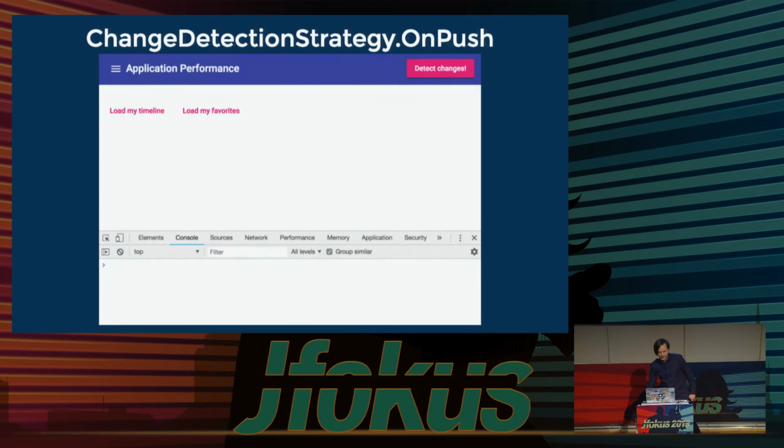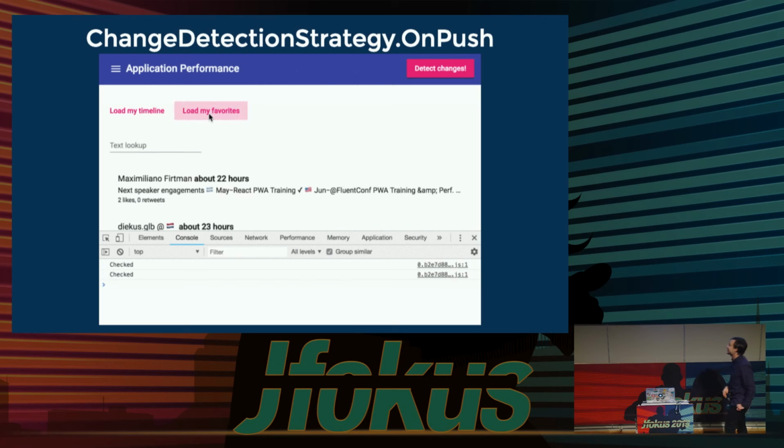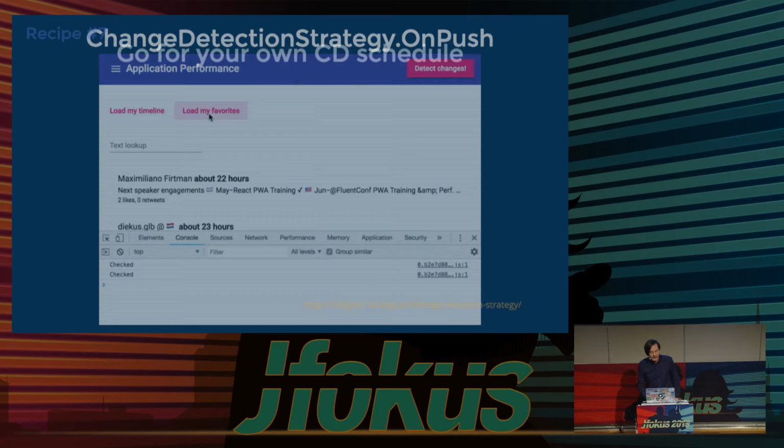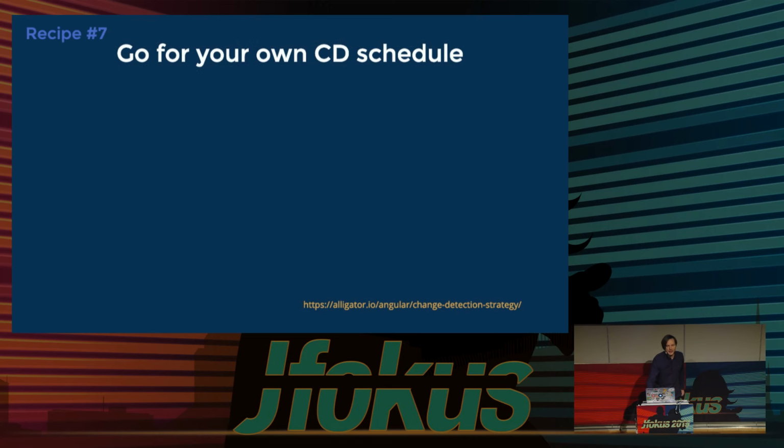If we change it to OnPush for this component, yes, it checks first, and then we click on the button. Of course, there is no change detection because we just turned this off for this particular component, for this particular case. In some cases, we have to go for our own schedule, as I mentioned, and this is recipe number 7. So first, we can disable change detection completely.